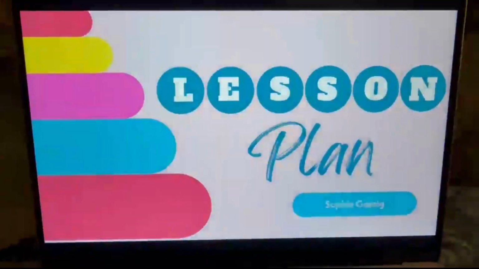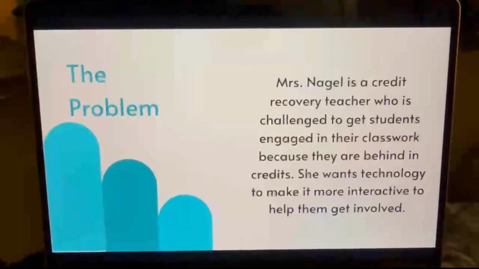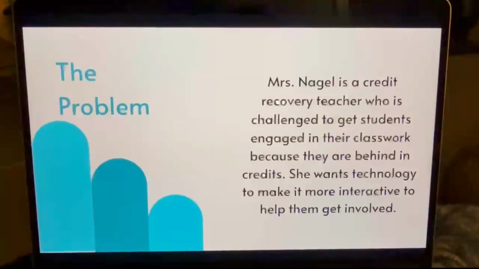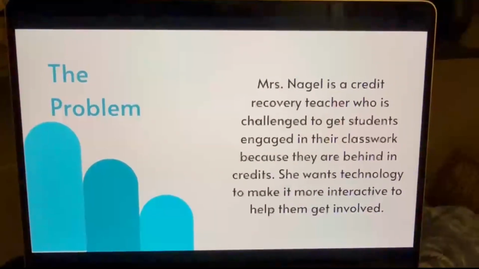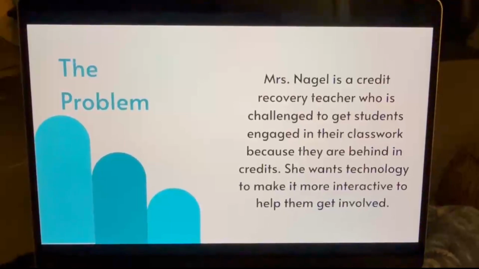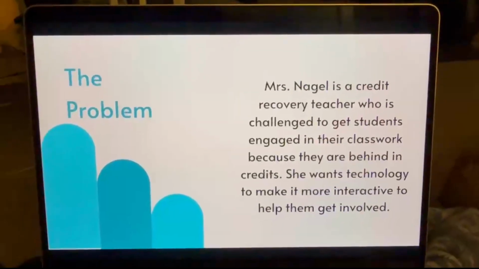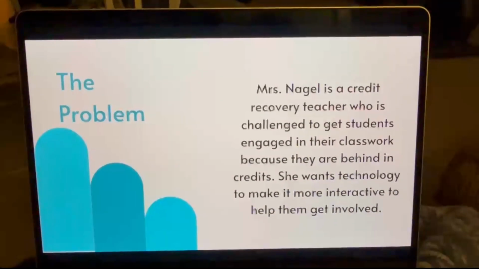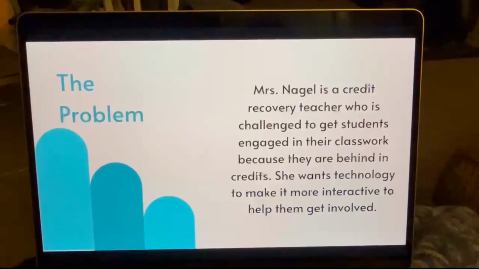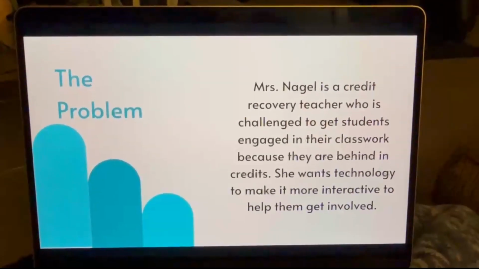So this is the lesson plan. So the problem, I had picked Miss Nagel as my teacher. Now Miss Nagel is a credit recovery teacher who is challenged to get students to engage in their classwork because they are behind in credits. She wants technology to make it more interactive to help them get more involved.